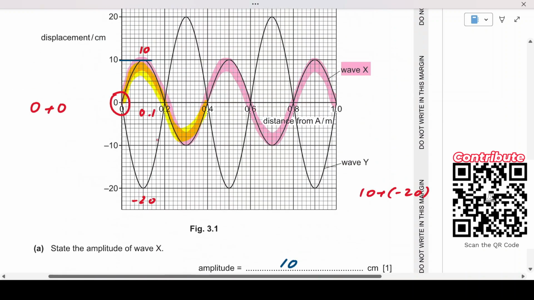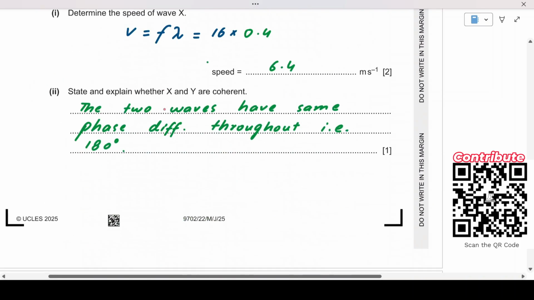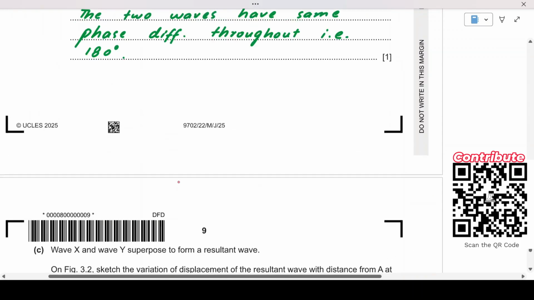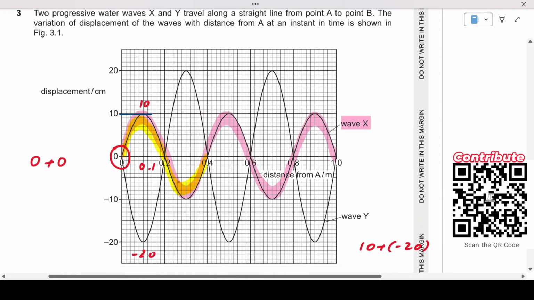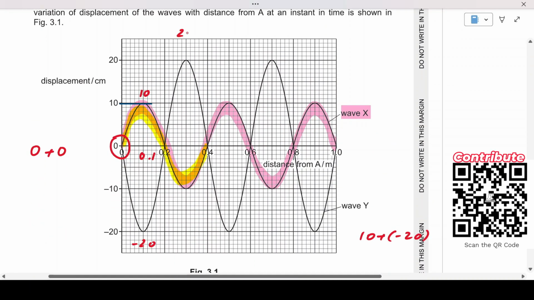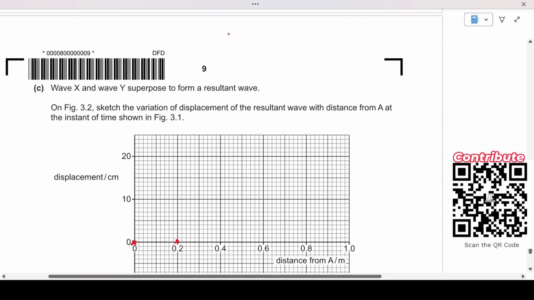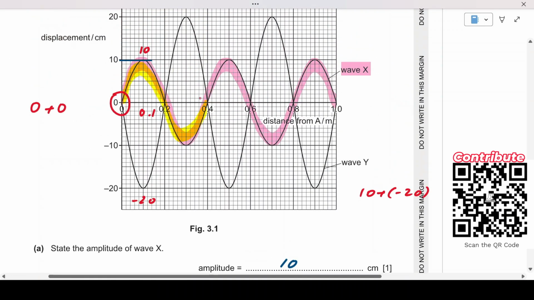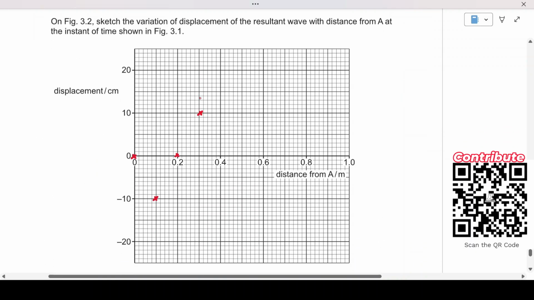Let's take a look at 0.2. 0 plus 0, once again 0. Let's take a look at 0.3. At 0.3, this is 20 and the other displacement is 10. So 20 plus minus 10 would be 10. And then at 0.4, it would be 0. 0 plus 0 is 0.